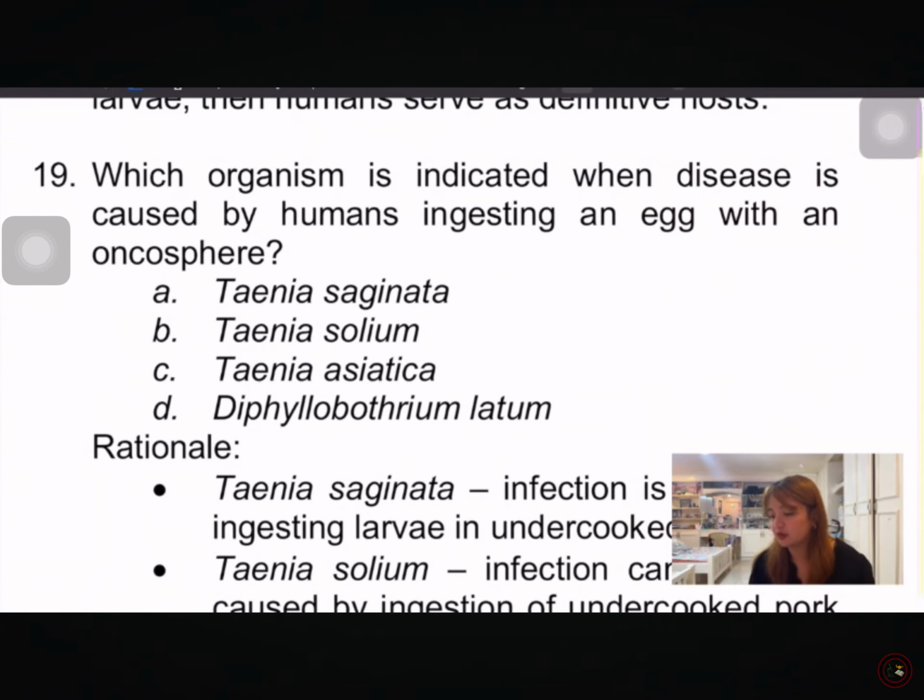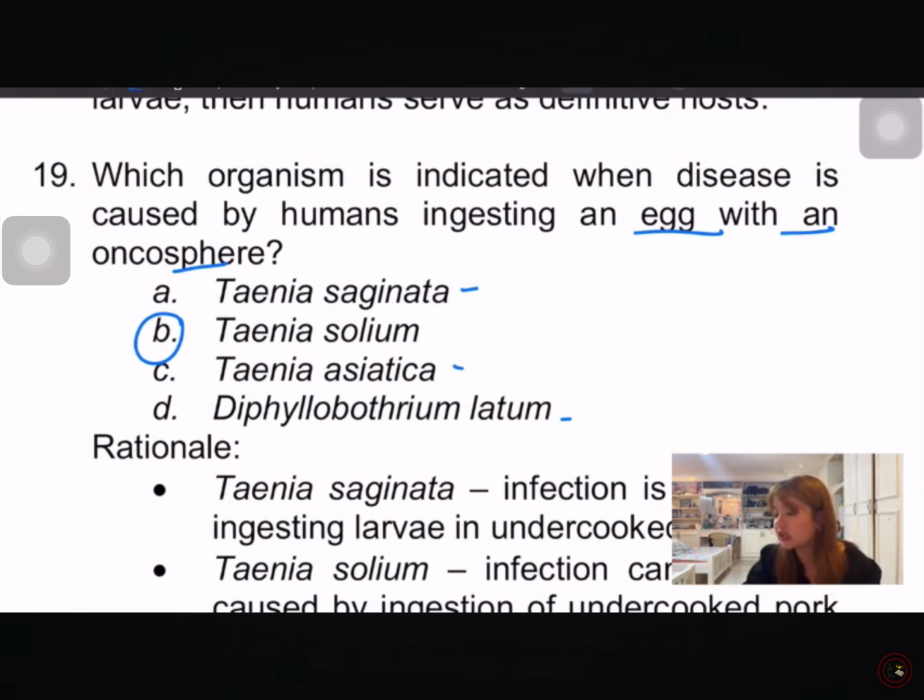Next question. Which organism is indicated when disease is caused by humans ingesting an egg with an oncosphere? I think sinagot ko na to sa past question. Ang answer dito is Taenia solium. Kasi yung Taenia saginata, Taenia asiatica, and Diphyllobothrium latum or Dibothriocephalus latus, yung new name. Etong mga to, hindi mo sila ma-acquire. Hindi kayo maka-acquire ng disease dito if mag-i-ingest lang kayo ng egg.